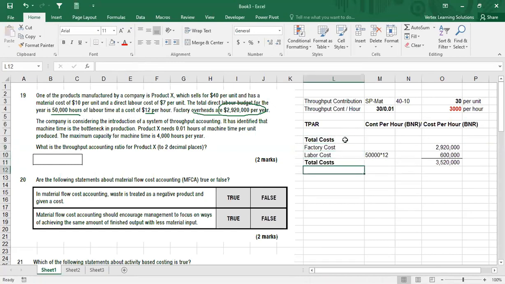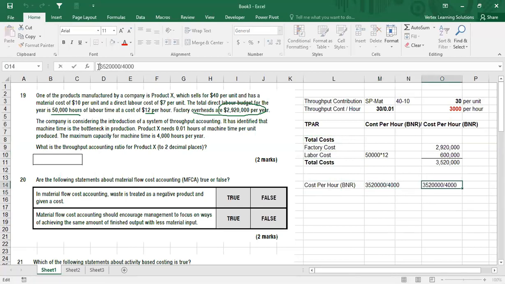But what do I need? I need cost per hour. And which hour? Bottleneck resource hours. So I would say it is 3,520,000 divided by my number of hours, which is 4,000. We discussed that bottleneck hours are 4,000. So the same 4,000 I divide here, and it comes out to be 880.